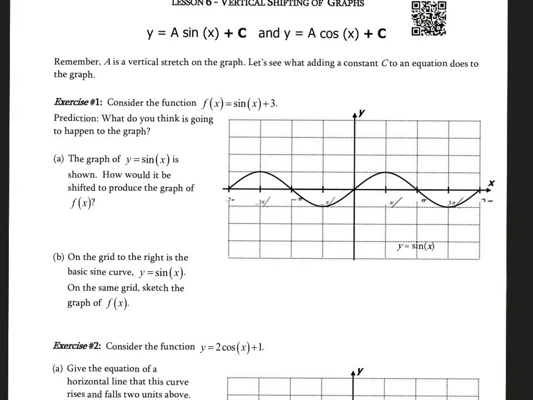All right. So, in the last lesson, we talked about what happens when we put a number in front, right? And that basically stretched it. If the number got larger, the max and min moved to whatever that number was. If it got smaller, the max and min moved to whatever that number was. So it's some kind of stretch or shrink.